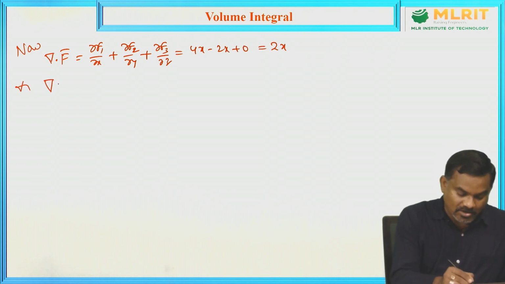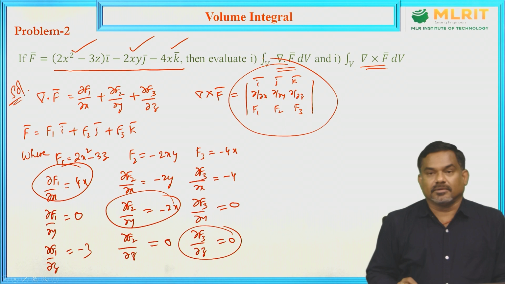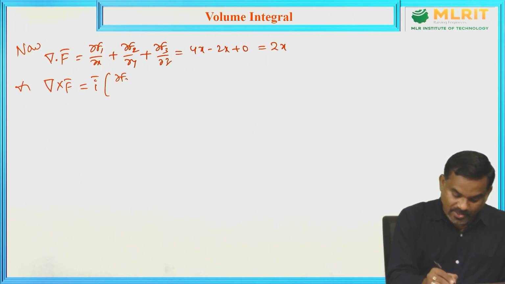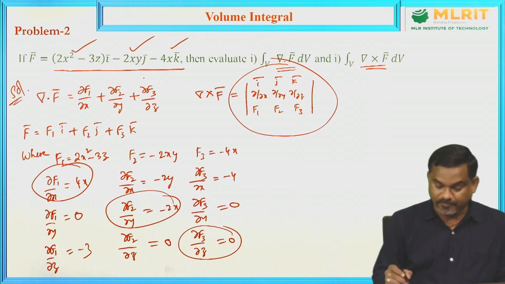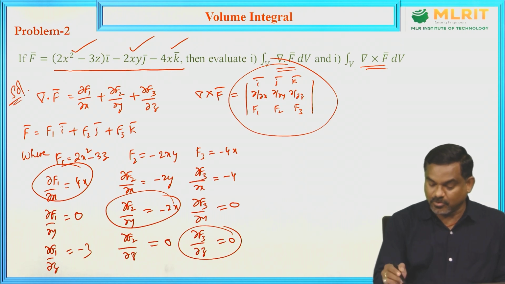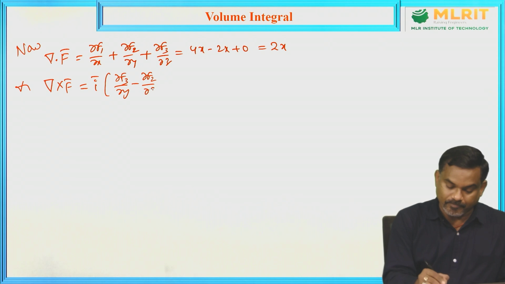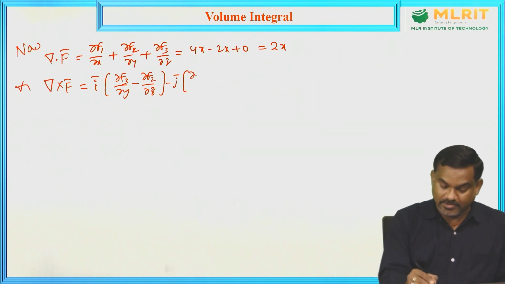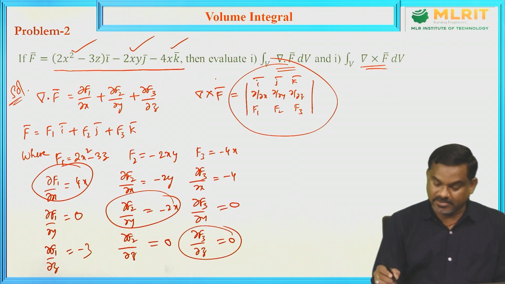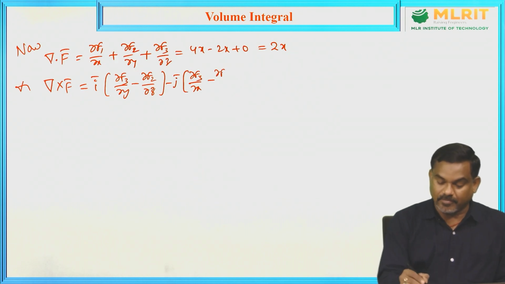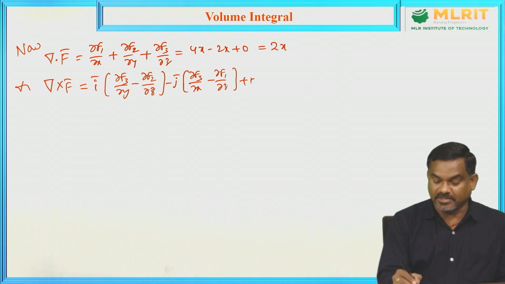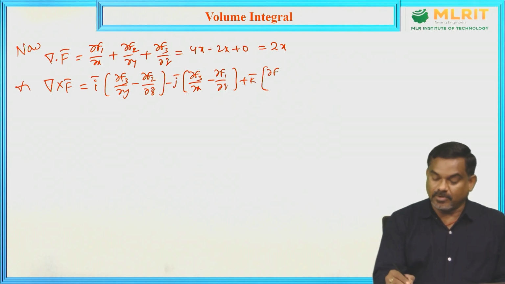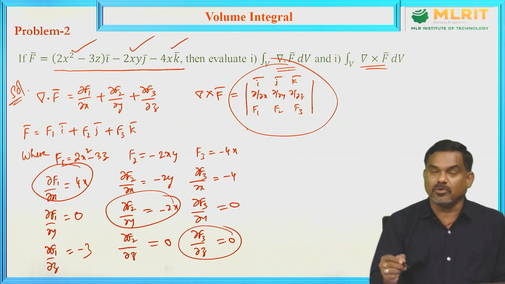And del cross f bar, which is the determinant of this matrix. So i bar into dou f3 by dou y minus dou f2 by dou z, minus j bar into dou f3 by dou x minus dou f1 by dou z, plus k bar into dou f2 by dou x minus dou f1 by dou y.